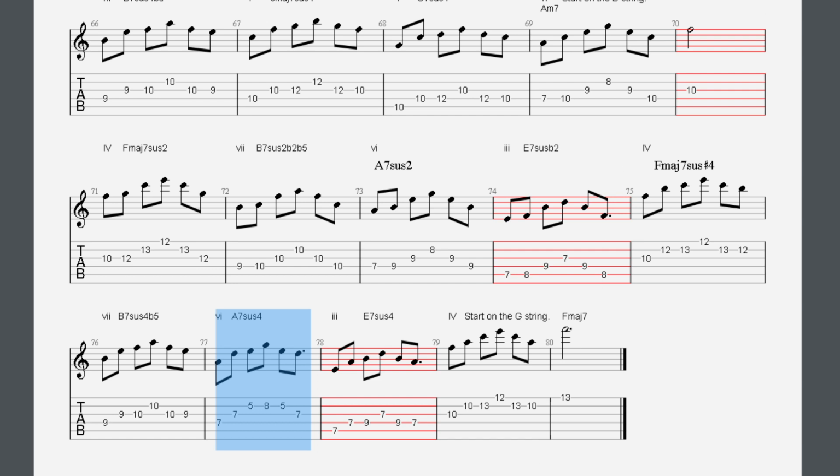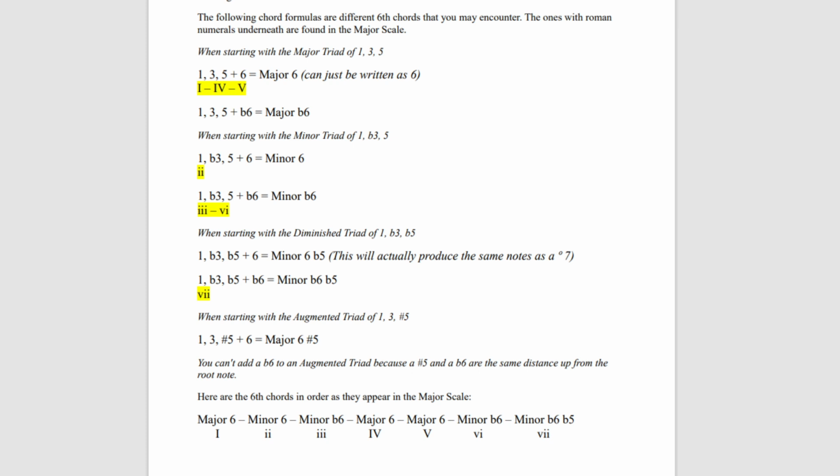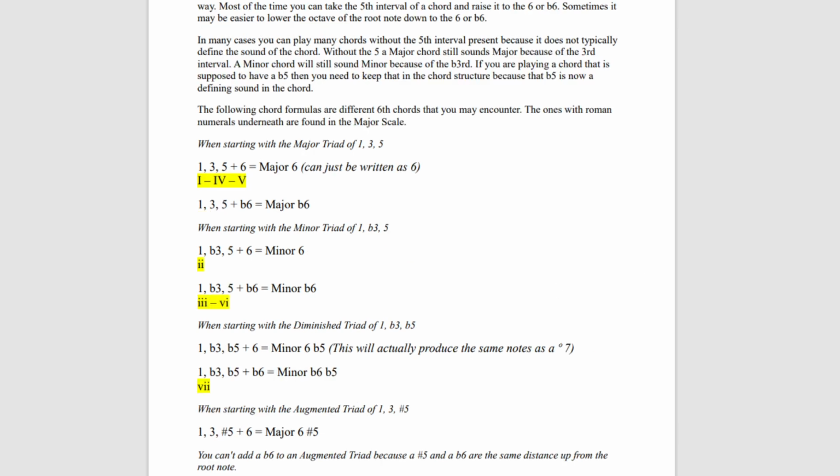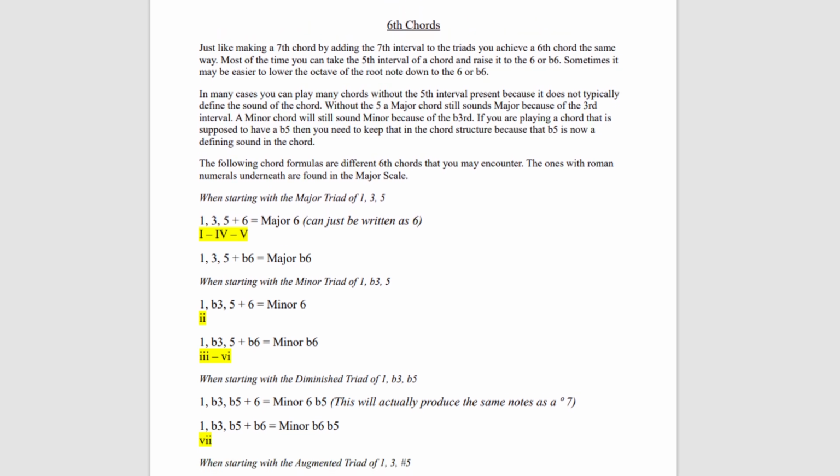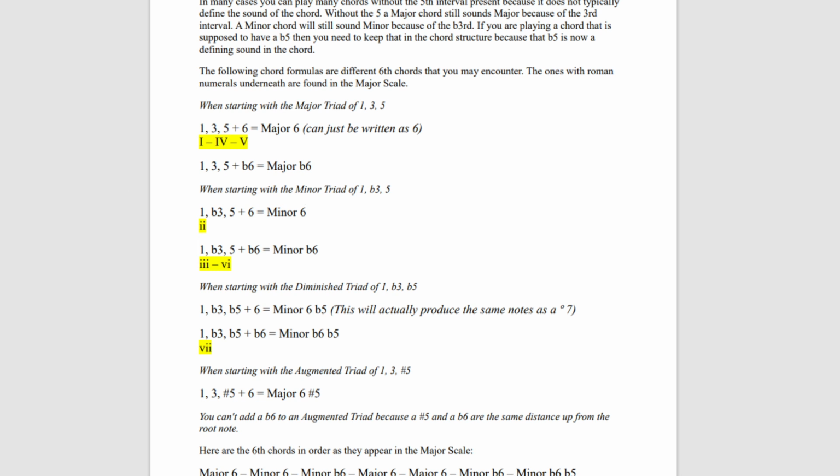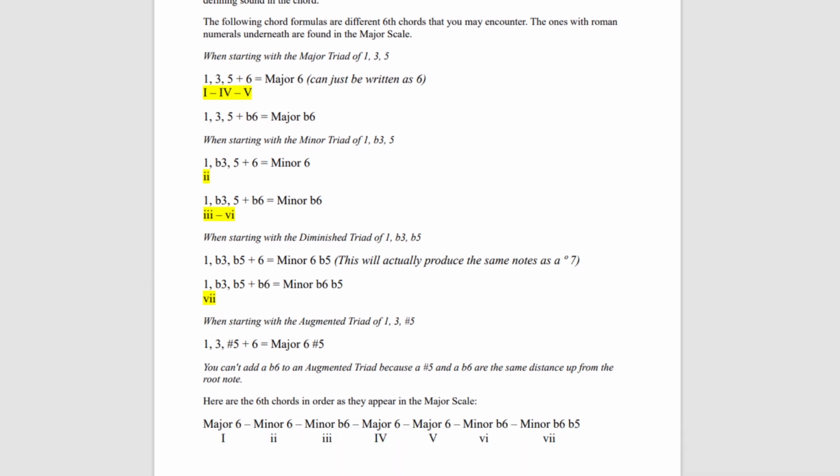So 6th chords, let's see. That's what we're going to go over next, 6th chords. The summary is, you're basically doing the same thing as making a 7th chord. You take your triad, and then you add a 6, or a flat 6. So we are going to be using major 6, minor 6, minor flat 6, and minor flat 6, flat 5.